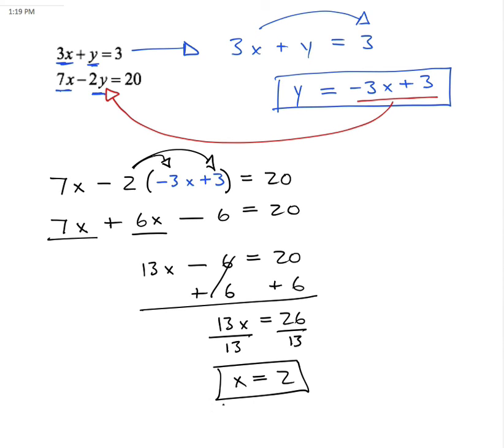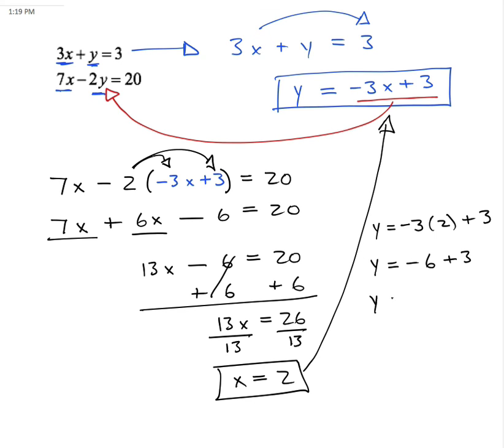Substitute this value into the equation where we isolated y, and we'll get y equals negative 3 times 2 plus 3. Y equals negative 6 plus 3. Y equals negative 3. So my solution is 2, negative 3.